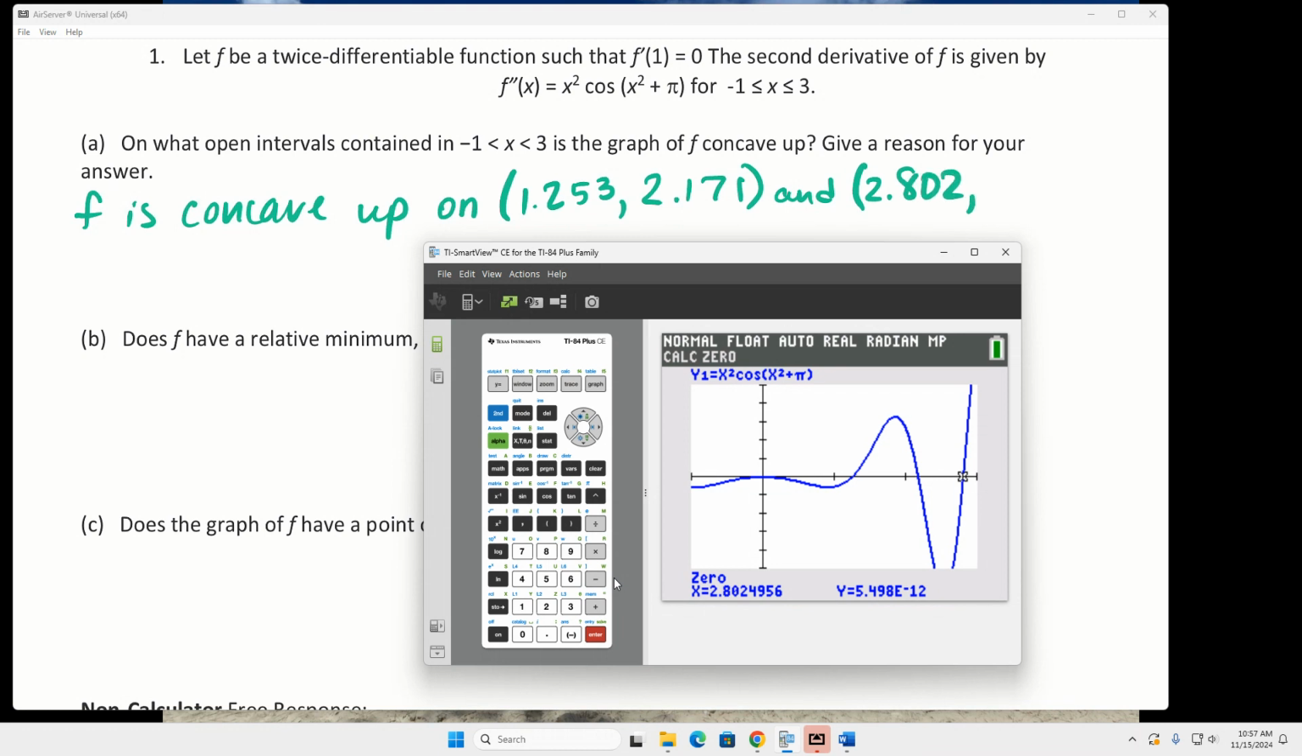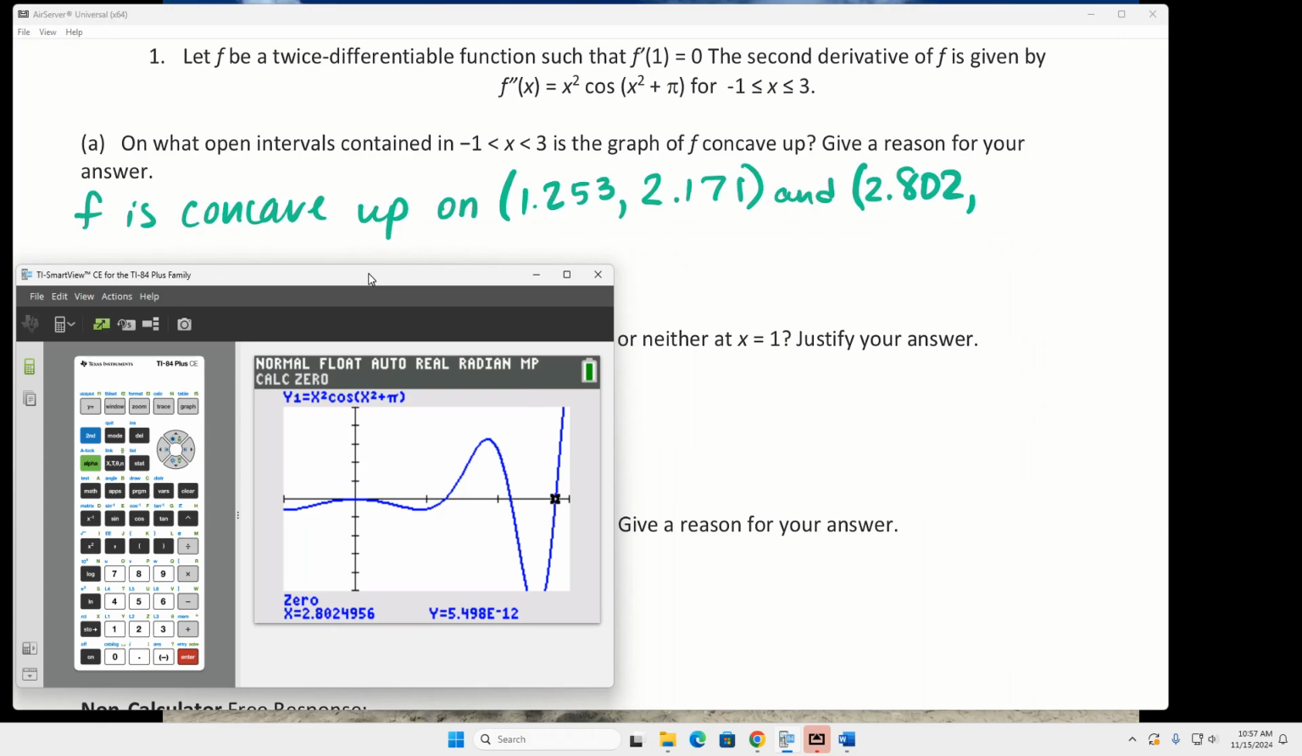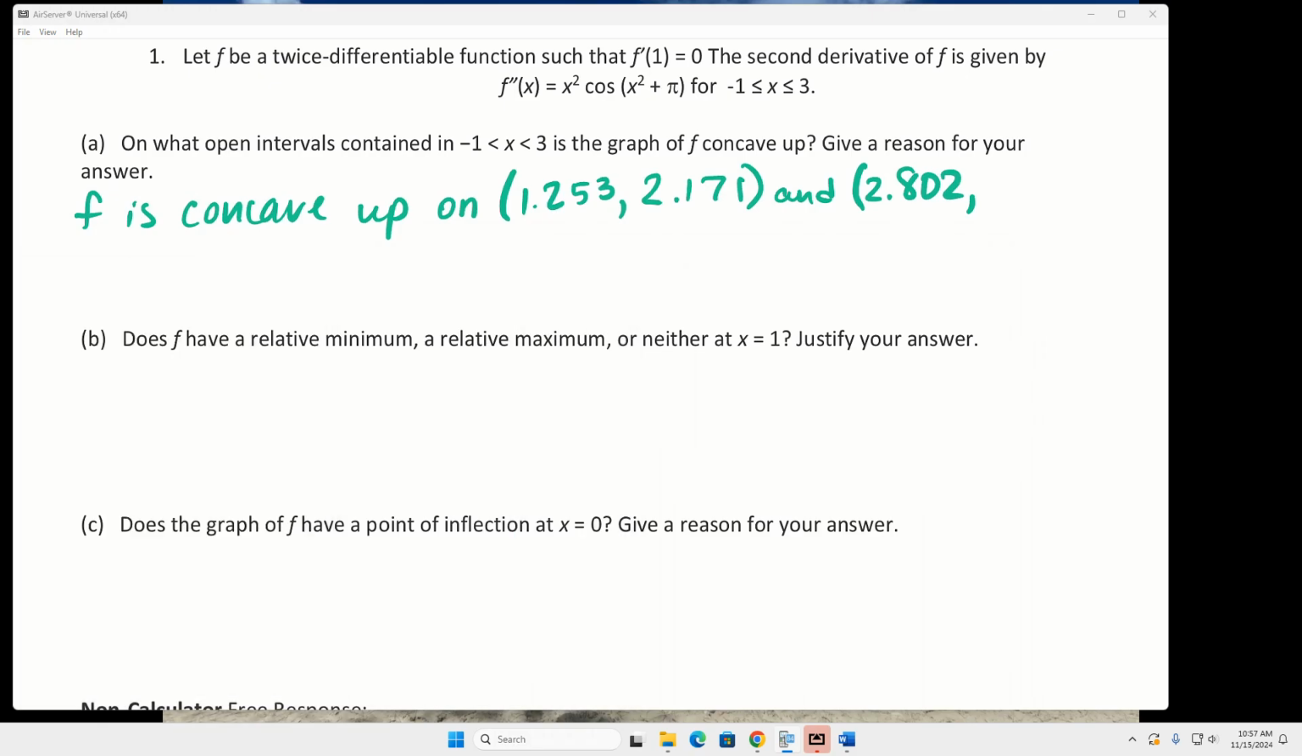All right, am I going to say to infinity? No. Good, I'm not. I don't really know what's happening after 3, but we're only going to 3. So we would say to 3. And we have to give a reason. So what is the reason? Because f double prime is positive. Absolutely.